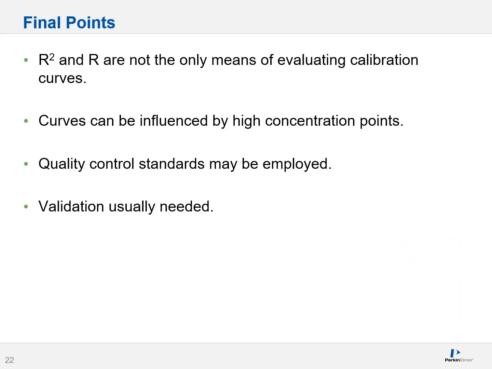Let me throw in some final points. R squared and R are important, but they are not the only means of evaluating calibration curves. They are arguably two of the more popular ways of doing it. Curves can be influenced very heavily by high points as well. That's something I really want to emphasize. A high concentration point will have high intensity, high counts, high whatever you have on your y variable. This means you could erroneously influence a curve by a high concentration point. Be careful.